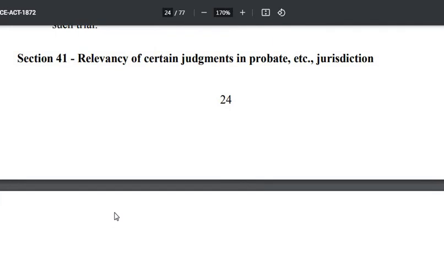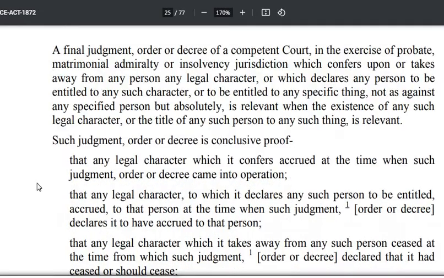Now see section 41. A final judgment, order or decree of a competent court in the exercise of probate, matrimonial, admiralty or insolvency jurisdiction which confers upon or takes away from any person any legal character, or which declares any person to be entitled to any such character, or to be entitled to any specific thing, not as against any specified person, but absolutely, is relevant when the existence of any such legal character or the title of any such person to any such thing is relevant. फिर से पढ़ रहा हूँ.